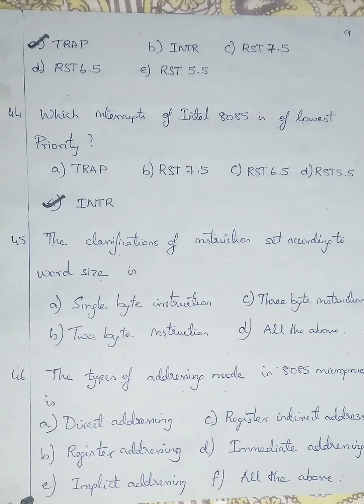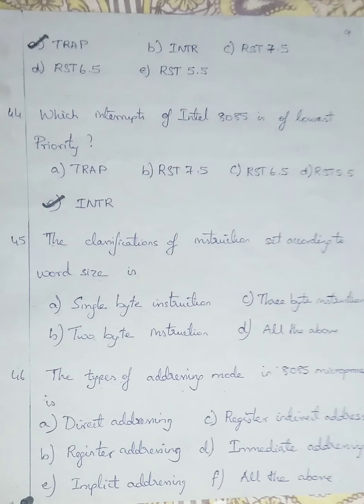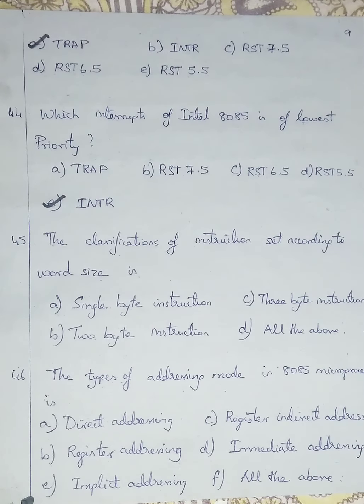Question number 45. The classification of instruction set according to word size is: how many classifications of instruction set according to word size are given? There are three classifications of instruction set according to word size. Option A is single byte instruction, option B is 2-byte instruction, option C is 3-byte instruction, option D is all the above. We have three classifications of instruction set according to word size, so I'm going with option D, all the above.